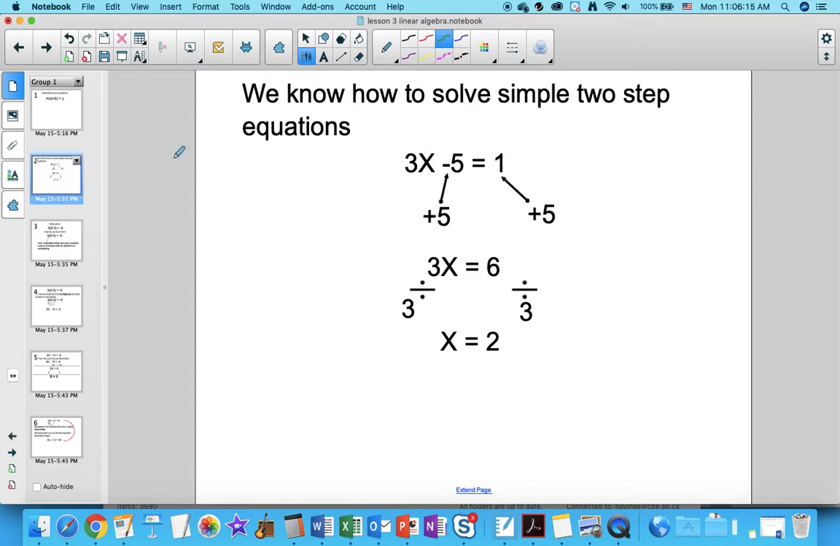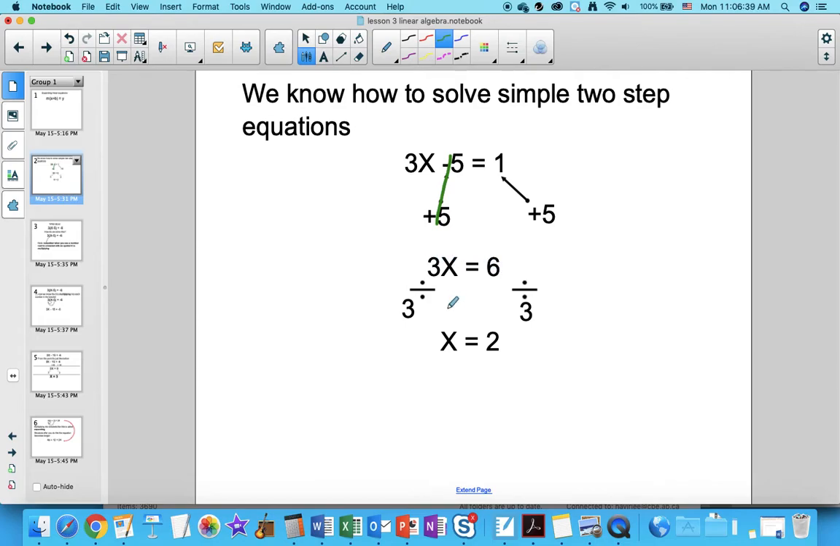So in previous lessons, we talked about how to solve simple two-step equations, right? 3x minus 5 is 1. Okay, well, I'm subtracting 5. I do this part first, minus 5, add 5. So they cancel out. But whatever I do to one side, I do to the other. Because I'm adding 5 here, I'm adding 5 here. So 1 plus 5 is 6. So now I have 3x equals 6.